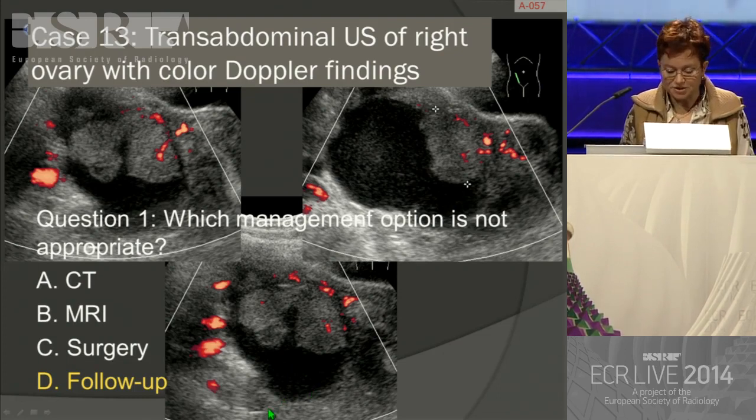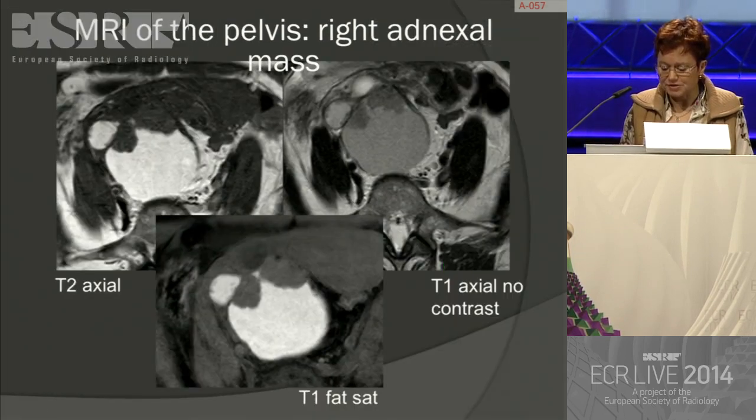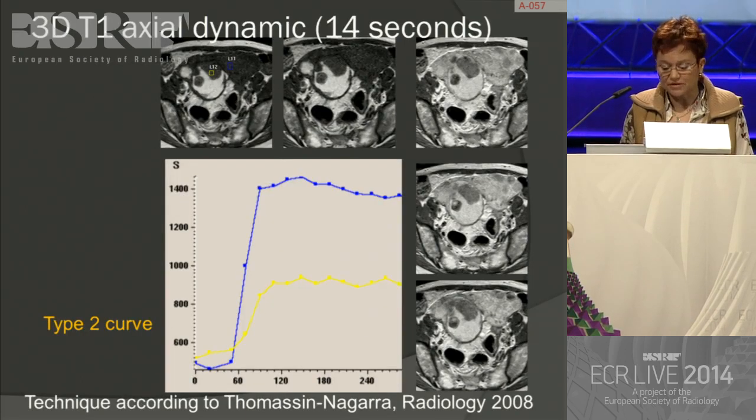However, in this patient, cancer arising within an endometrioma is a rare possibility, but it can happen. When I have a solid portion inside an ovarian mass, I prefer to do a dynamic examination where we check the contrast enhancement and compare the curve to the myometrial enhancement.